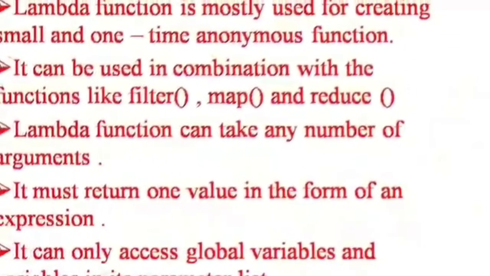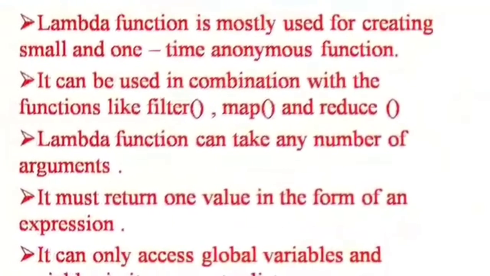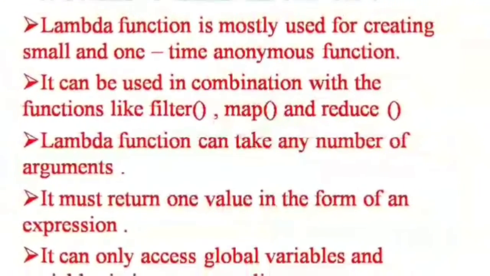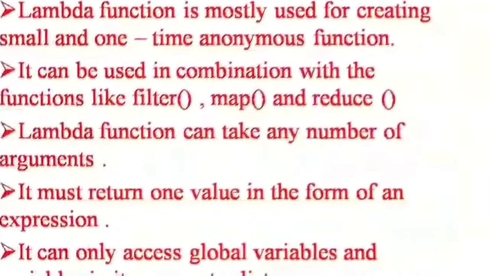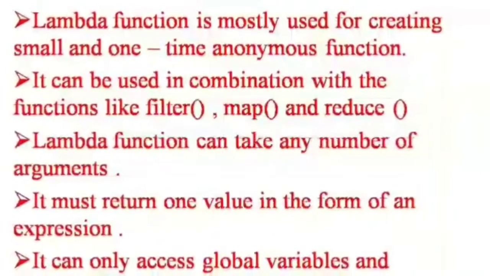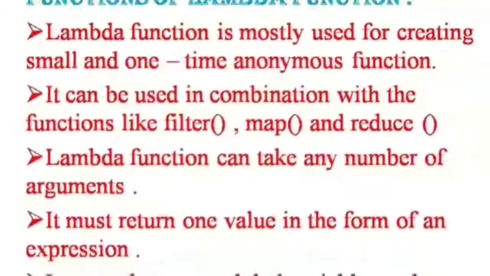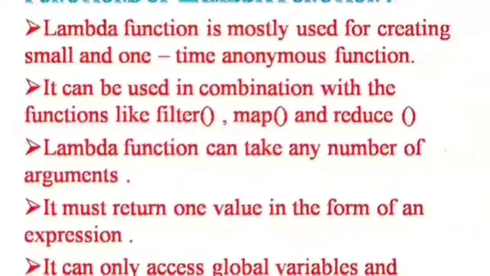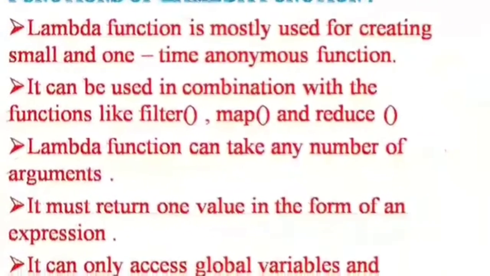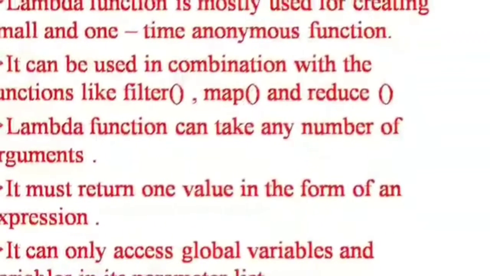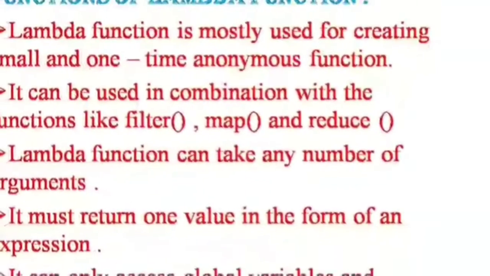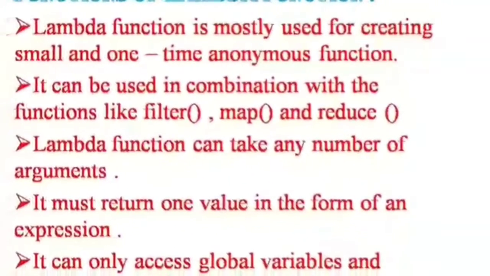Uses and functions of lambda function. Lambda function is mostly used for creating small and one-time anonymous functions. It can be used in combination with functions like filter, map and reduce. Lambda function can take any number of arguments. It must return one value in the form of an expression. It can access only global variables and variables in the parameter.